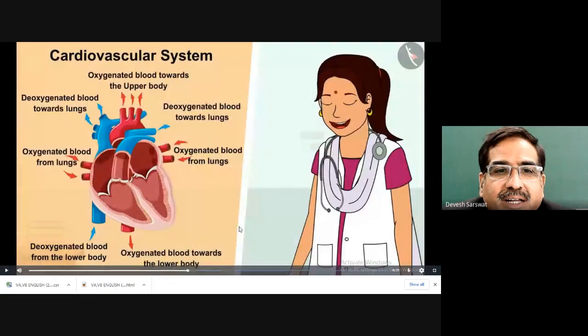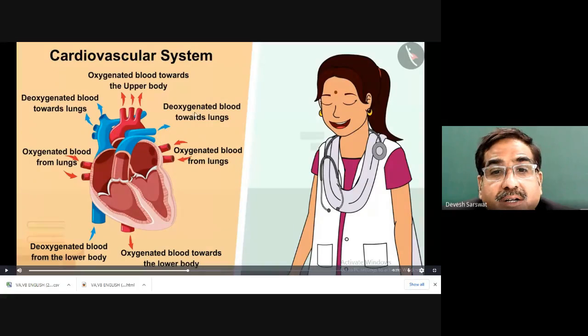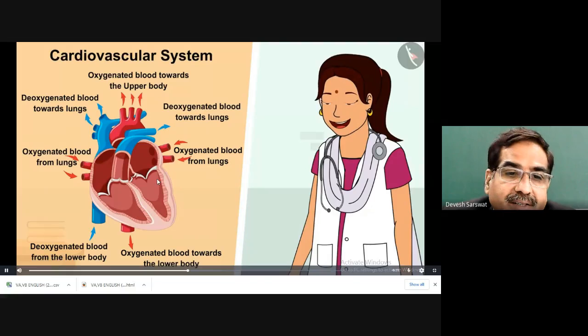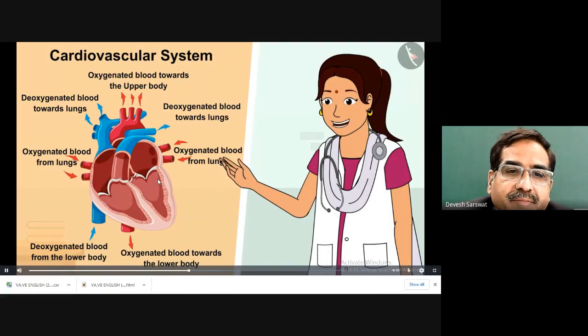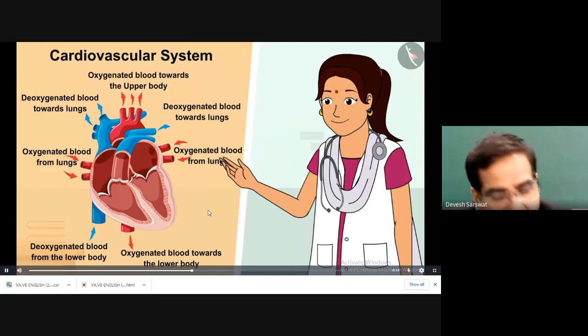Yes, this is the cardiovascular system. This is a very good diagram, and you can see how oxygenated blood goes towards the upper body and deoxygenated blood towards the lungs. You are right. The heart works like a pump. Because of the pump, blood flows smoothly to all the organs of our body.